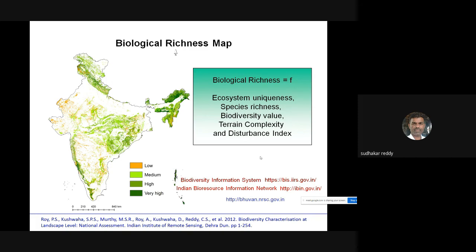This data is useful not only for identifying the high biological richness areas, but also useful in selecting suitable areas to demarcate or notify new national parks as well as wildlife sanctuaries.